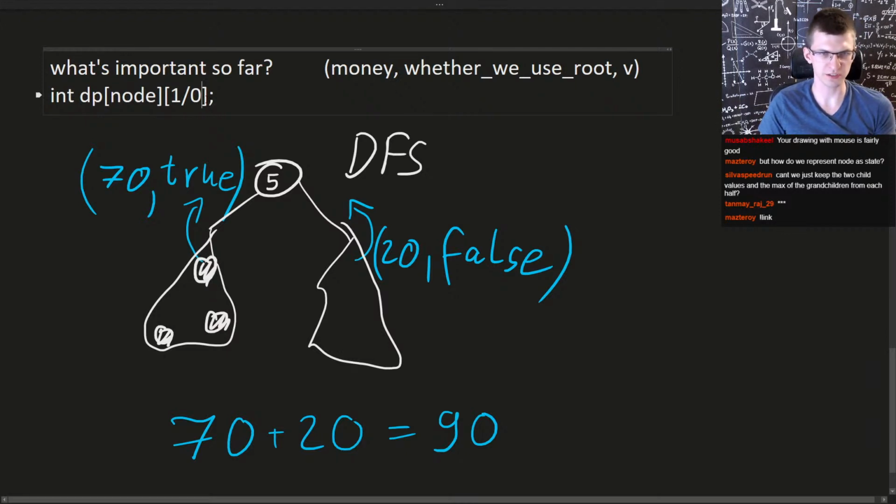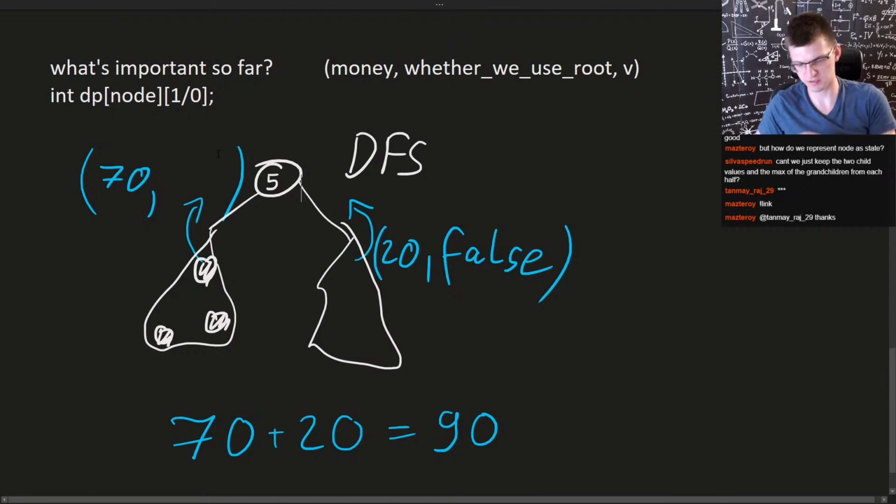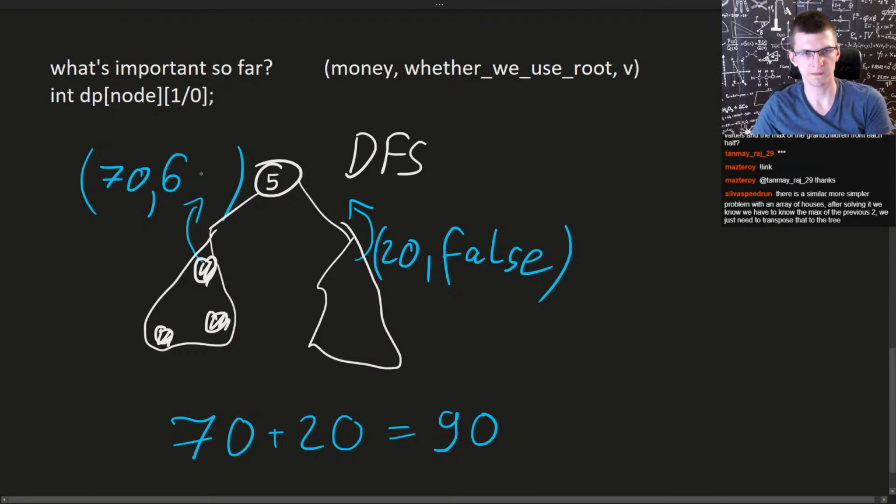Or in other words, it means that for every node it will return two values. It won't be 70, true. It will be something like 70, let's say 66. One is the value if we also take this guy, the root of this subtree, and the other is the value if we don't. This is how we figure this out.